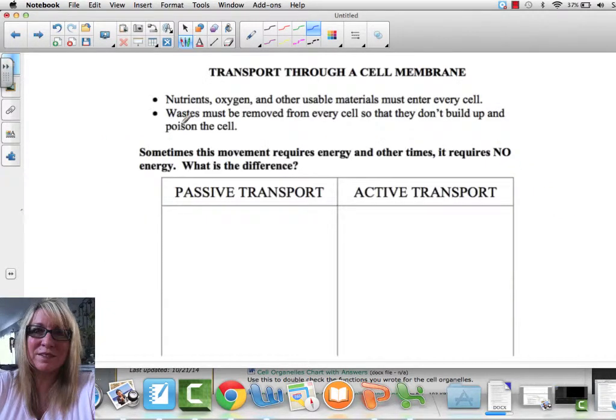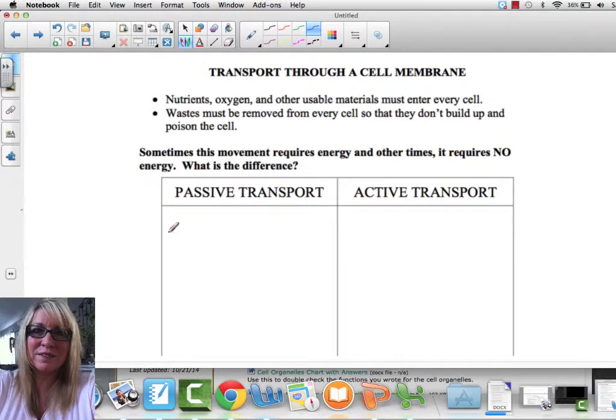So you should be on page 45 of your note packet, and you should have a diagram that looks like this. Remember the other day we were talking about the cell membrane? We built an edible cell membrane, and we said that the cell membrane determines what enters and leaves the cell. It is semi-permeable, meaning it lets certain things in but blocks other things. It allows nutrients, oxygen, and other usable materials to enter the cell, and then waste must be removed from every cell so that they don't build up and poison the cell.